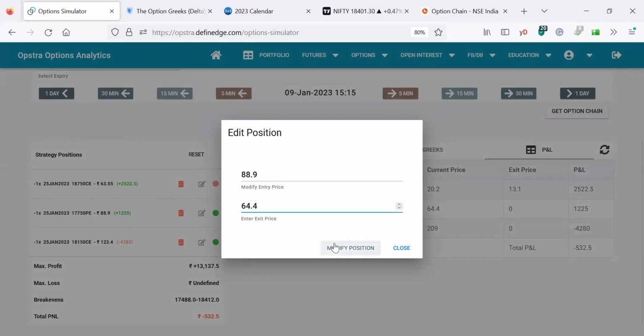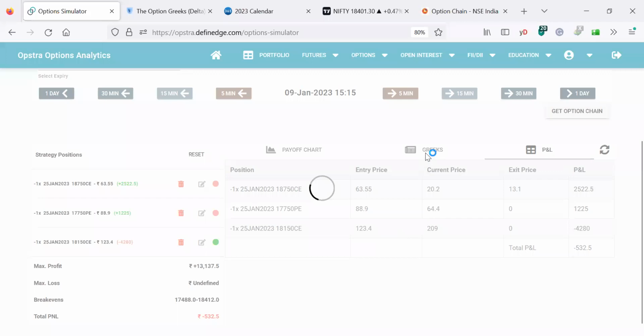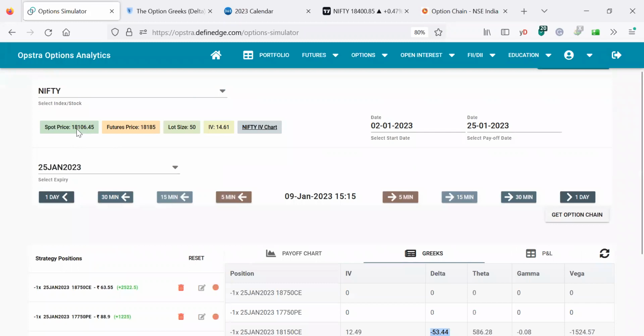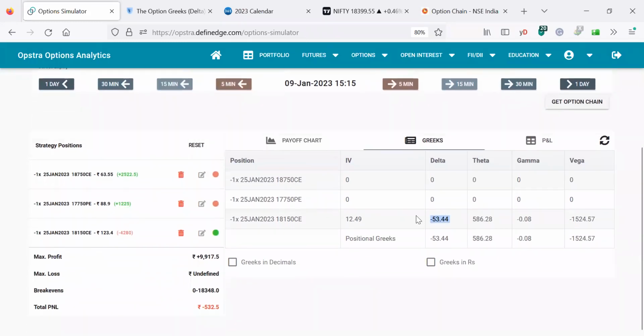At 64.4. And now I'll go to the Greeks. I'll check it out. It is 0.53. So it means that it is almost at the money, 18,150. You can check it here, 150. So it means it is an at-the-money call and put. So from now onwards it is very difficult to adjust, or we can say it is not difficult, but it is risky to adjust. But still we'll see what happens here.